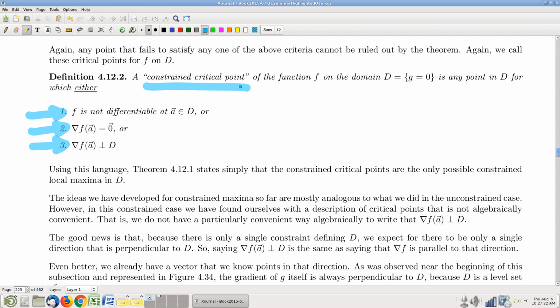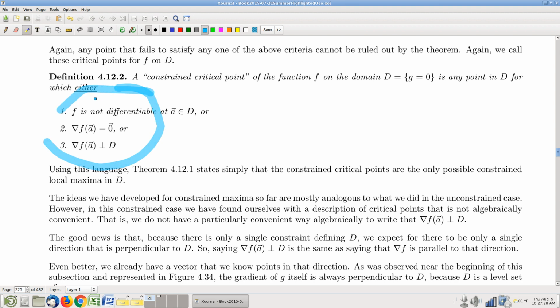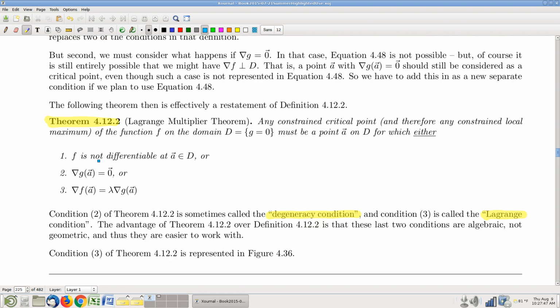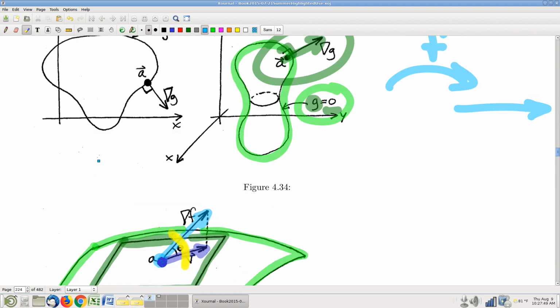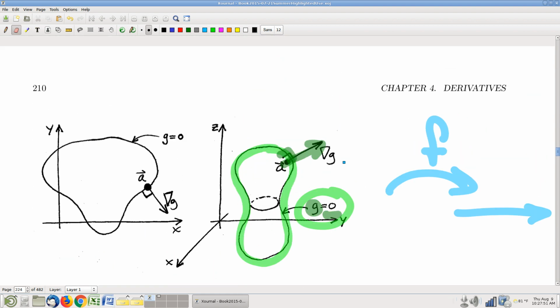Now, there's a little twist here. You could call these your theorem and go on with it, and this is how you find critical points. But there's something really undesirable about this. How do you check this? How do you check if a vector is perpendicular to a surface? We don't really have algebra for that exactly. So that's annoying.